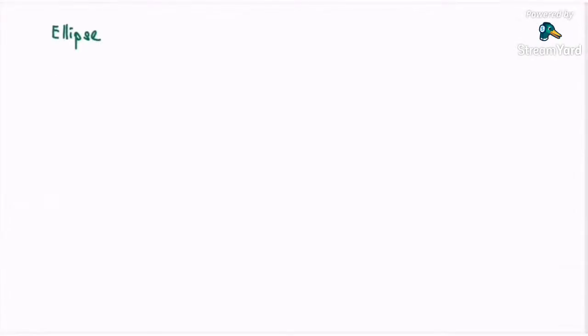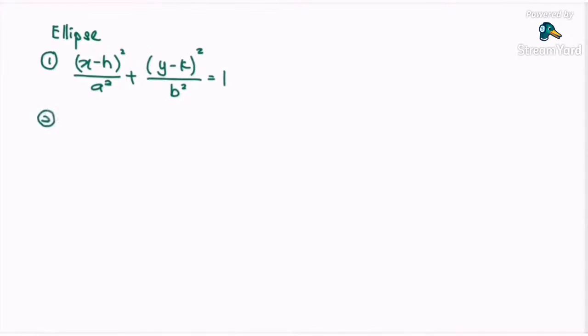So number one, we have the standard form: (x minus h) squared over a squared plus (y minus k) squared over b squared equals 1. Second step, what we have to do is to determine the center, where we have (h, k). So kindly compare with the standard form and then obtain the value for h and k.